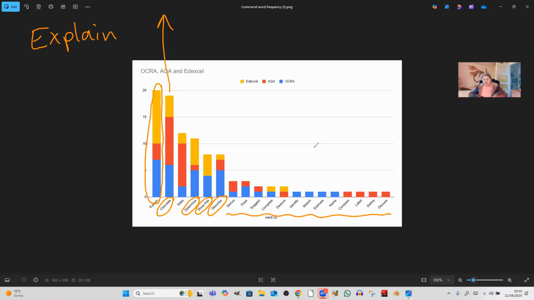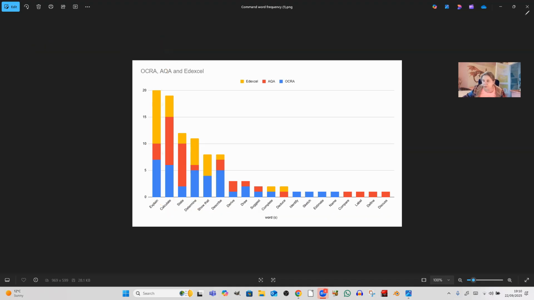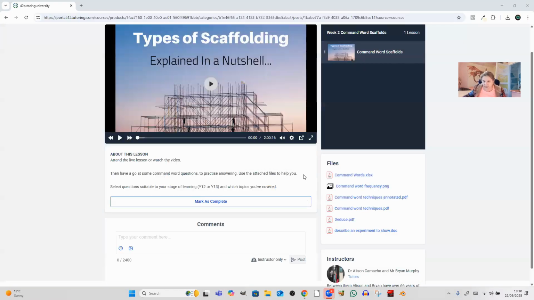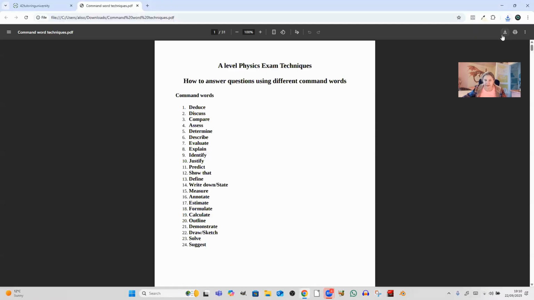Okay, so we're going to start then with explain. Right, I'm just rearranging myself. I am going to clear my drawings and close this picture, and we're back at the course platform. What we're going to do is look at the command word techniques without the annotation. I hope you can see it's the fourth item down on the list. So I'm downloading that one and now I'm going to open it. And here it is, the command word techniques document.